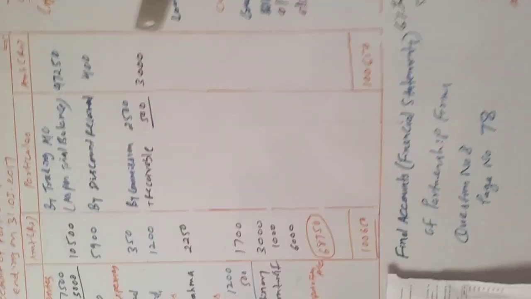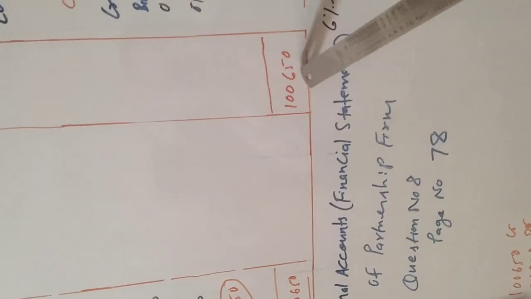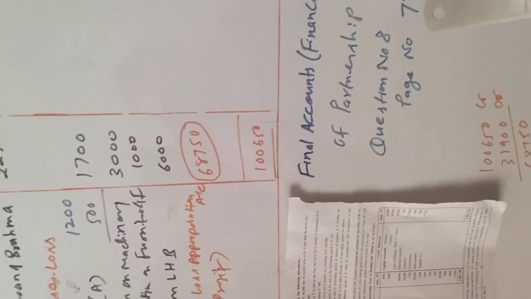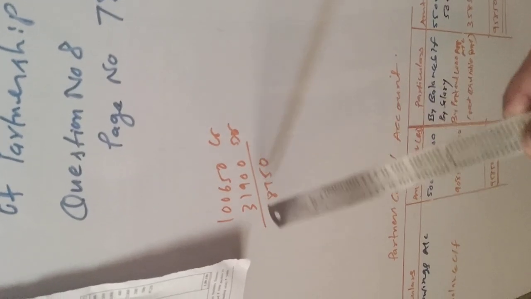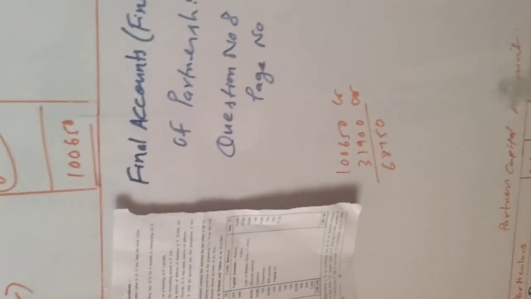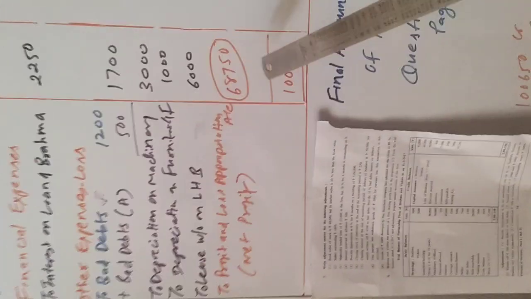As we can see, the total of the credit side of the profit and loss account is 1,06,50, and the total of the debit side is 31,900. Here it is, the credit side total 1,00,650 and the debit side total 31,900. The difference of the two is 68,750, which is considered as net profit. So here it is mentioned, 68,750.